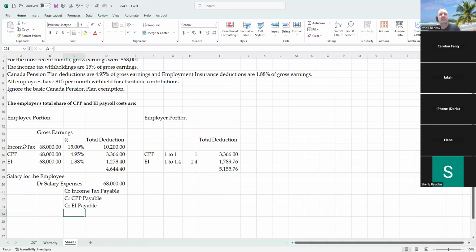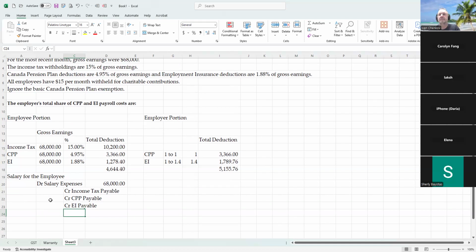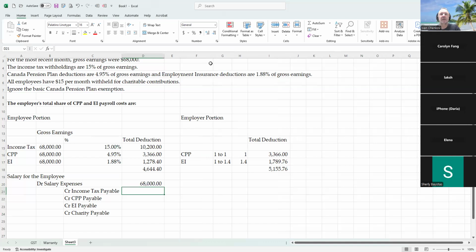Now there's one more thing. Every month we're going to deduct $15 for the charitable contribution. How many employees do we have? 24. And let's go with this one. Credit, charity payable. So let's get the amounts now. Once we have those things, let's get the amounts. What will be the amount of my income tax payable?